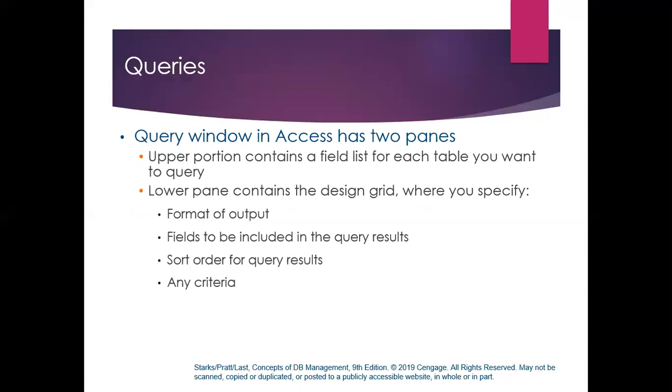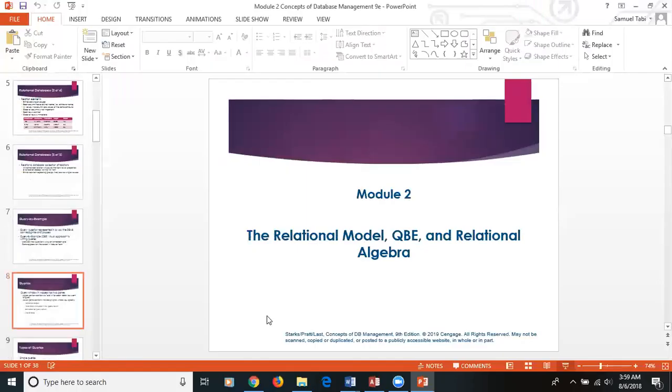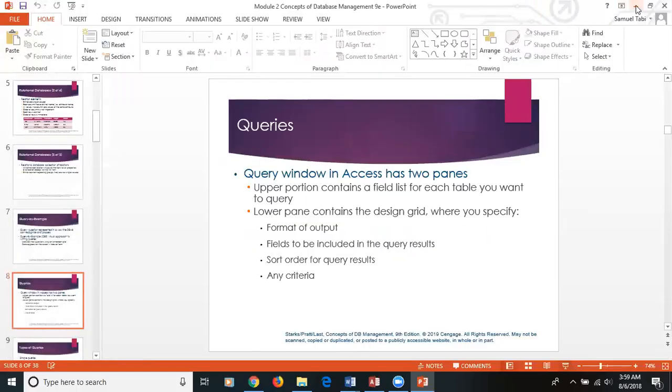Queries are created in Access using the query window. The query window has two panes, the upper and the lower pane. The upper pane contains the field list for each of the tables to be queried, while the lower pane contains the design grid, which is the area in which the format of the output, the fields to be included in the query results, the sort order for query results, and any criteria are specified. So let's take a look at what a query window will look like.